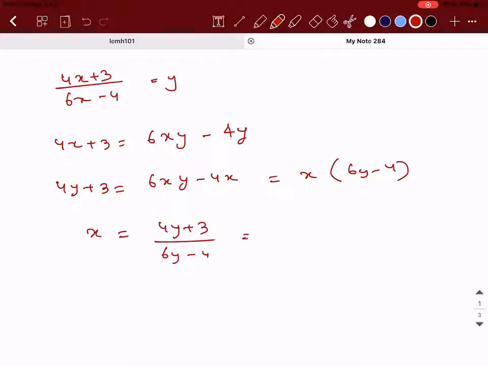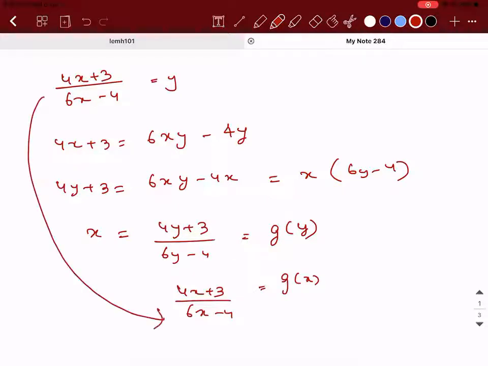So if I call this g of y, for example, then what is g of x, guys? But what is this? It is the question itself. That is why in this problem we told f is the inverse of itself. So once you come to this step, what are we supposed to do? G of y is equal to 4y plus 3 divided by 6y minus 4.